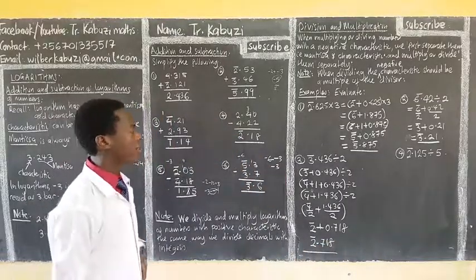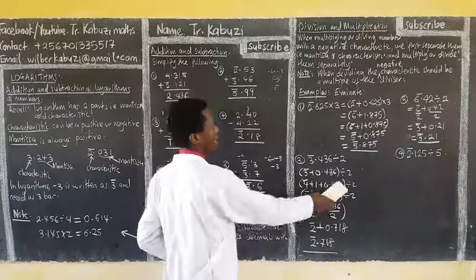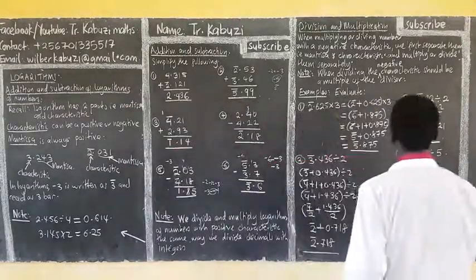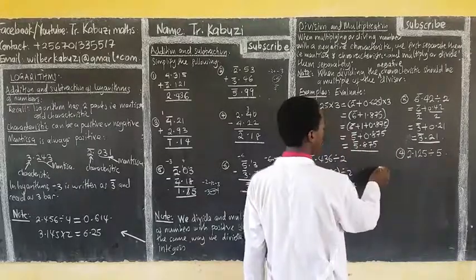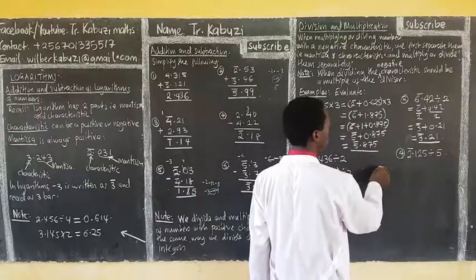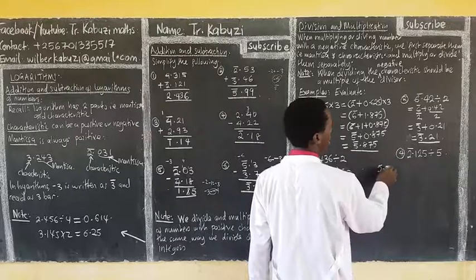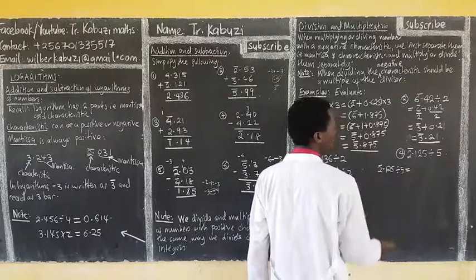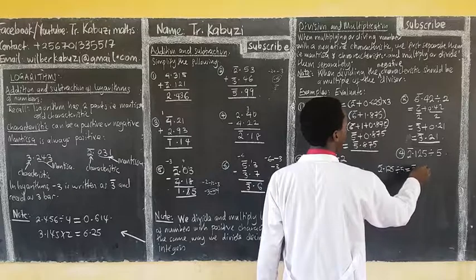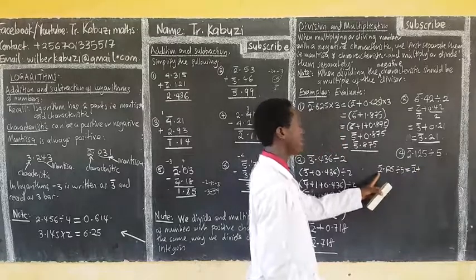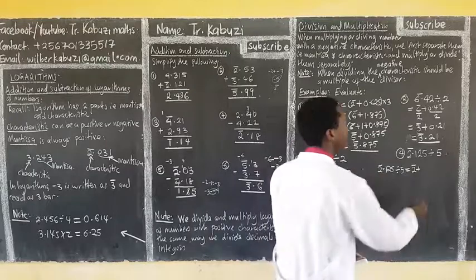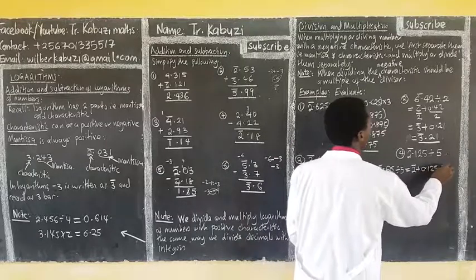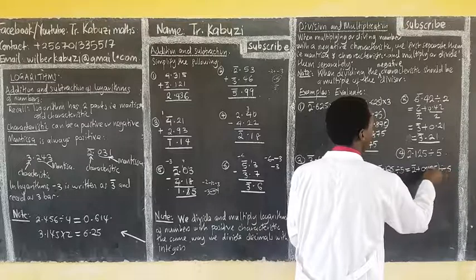So always take note that the negative characteristic should be a multiple of the divisor. When you come to this now, what we are having is 2 bar 0.125 divided by 5. We first separate. This will be 2 bar plus 0.125 divided by 5 and all of this.